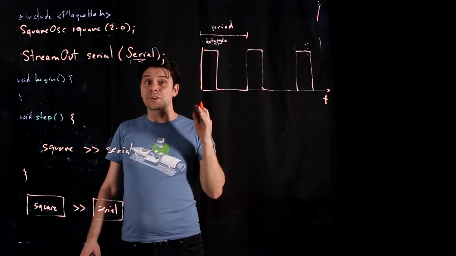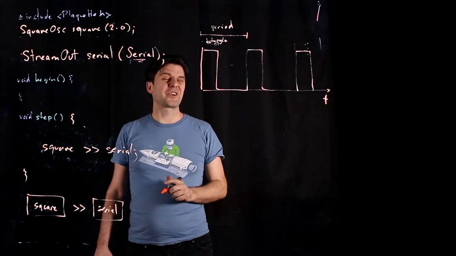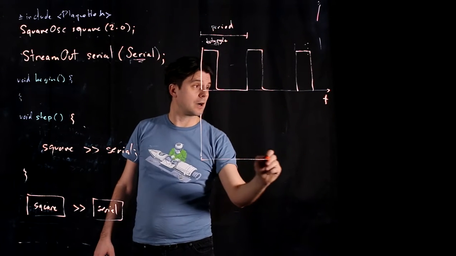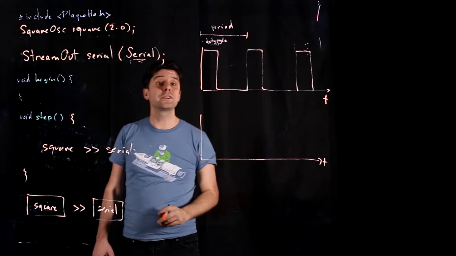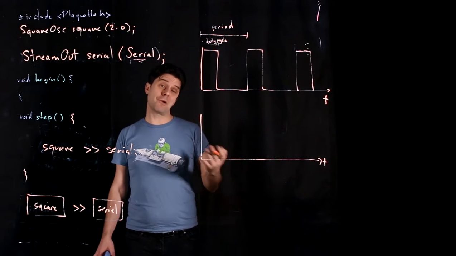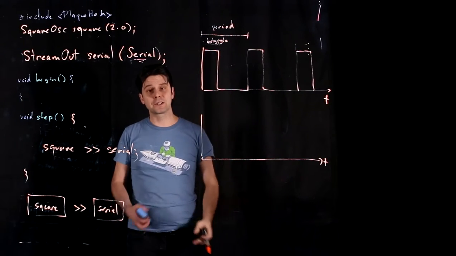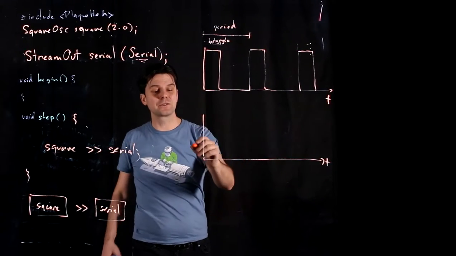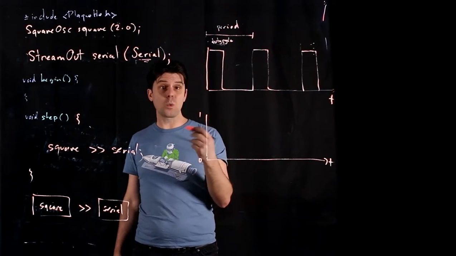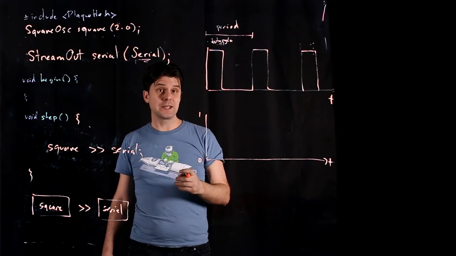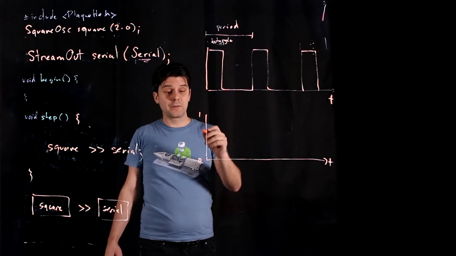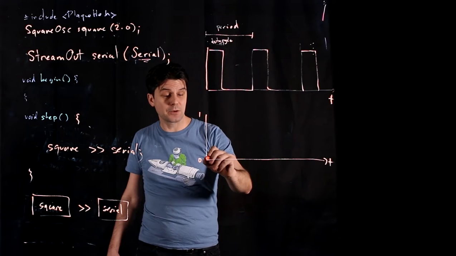Now there are other kinds of oscillators that are included in Plaquette, and these other oscillators, however, are not digital or binary oscillators. They are floating point or continuous oscillators. So they actually generate values between 0 and 1. One of them is called the sine oscillator, and this one generates a sine wave.